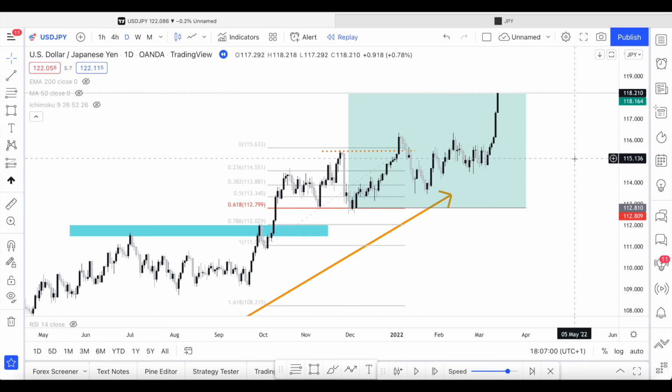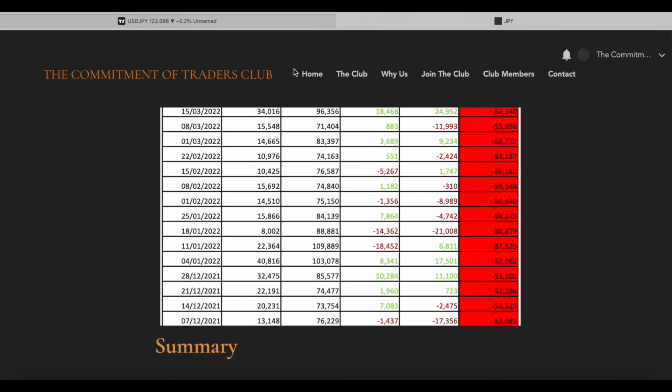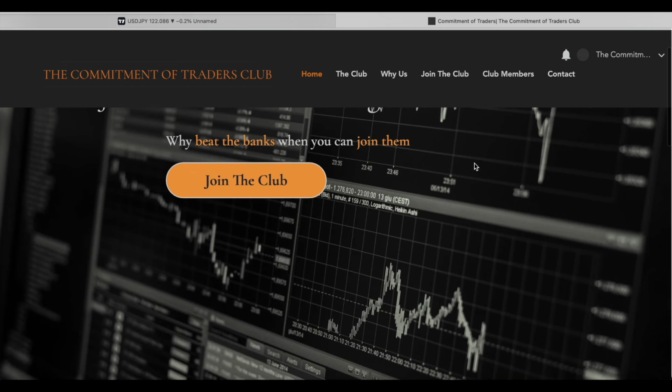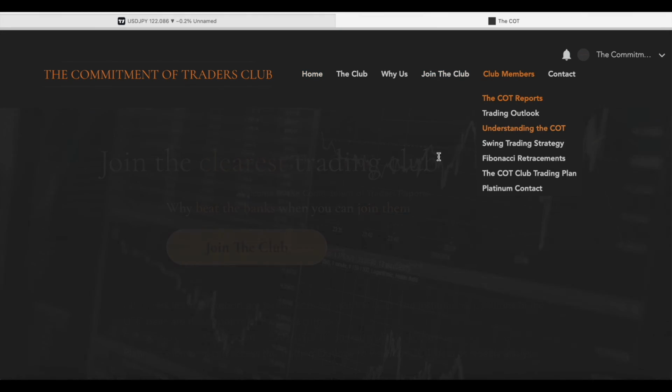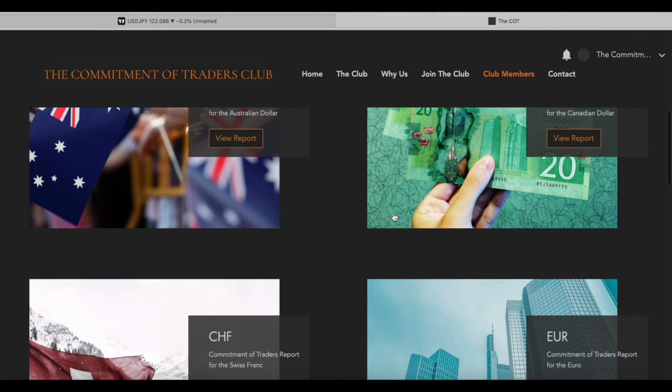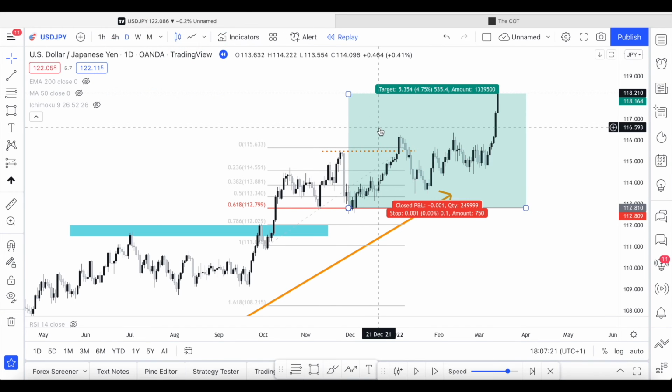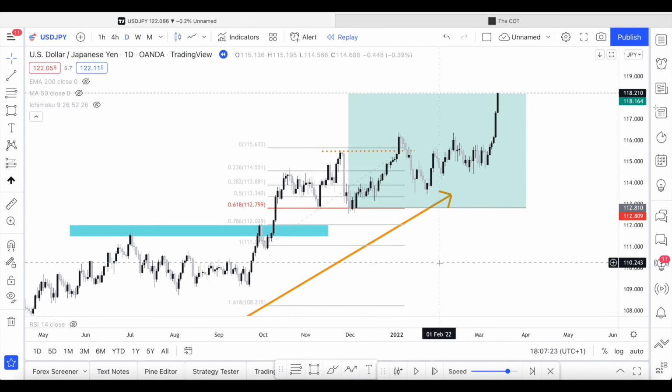Traders, let me recap. Find the direction of the trend. Make sure that the trend is in a continuation of that trend. Second, head over to the Commitment of Traders Club if you're not aware, or if you do, become a member. You'll get access to very powerful Commitment of Traders reports over all the pairs. So you'll be able to see and have my analysis if you join as a platinum member of what the banks and institutions are doing with their money. This way we understand that the banks are not looking to reverse the USD JPY, and it's going to continue. That gives you the security you need.